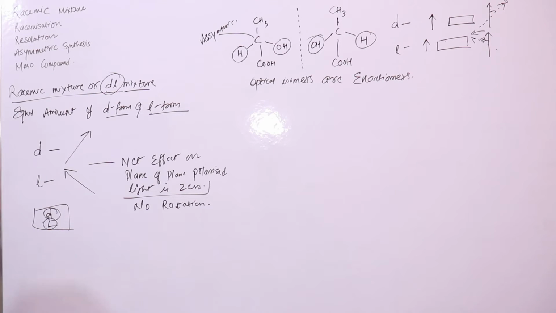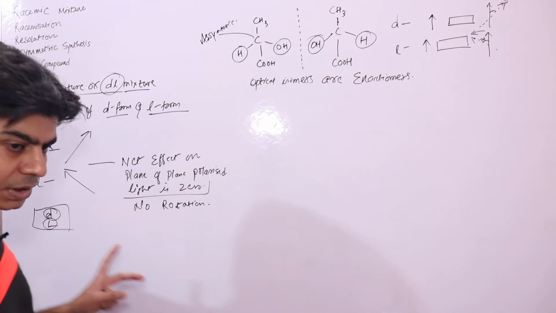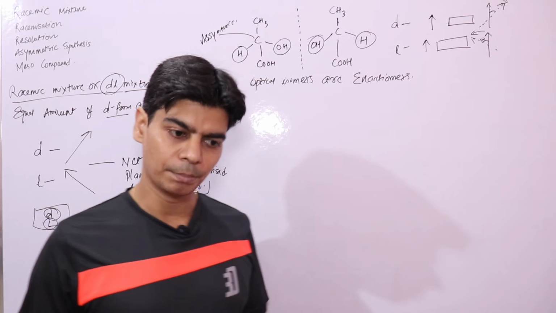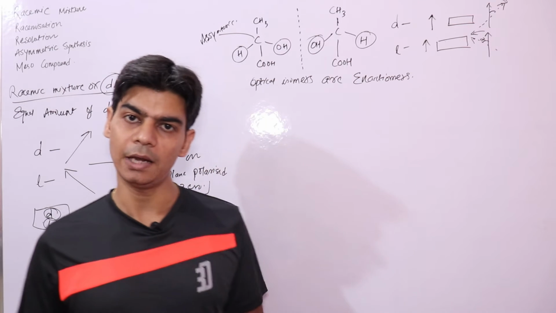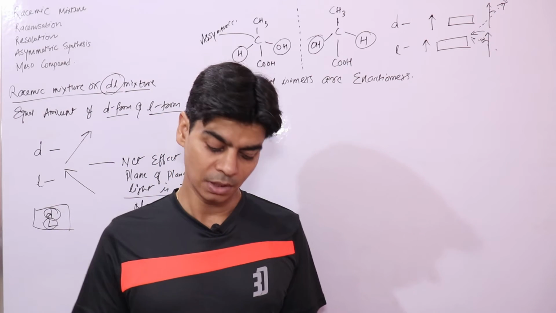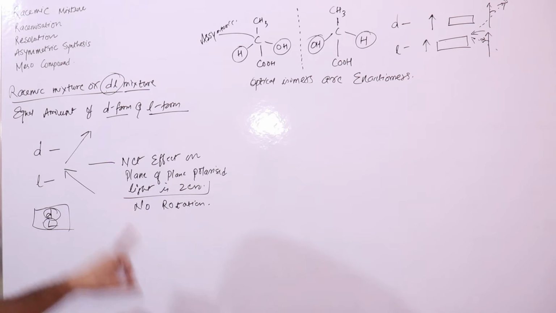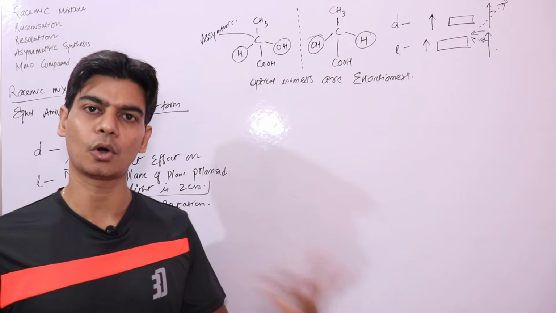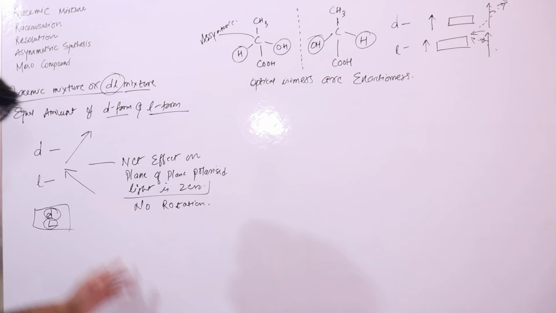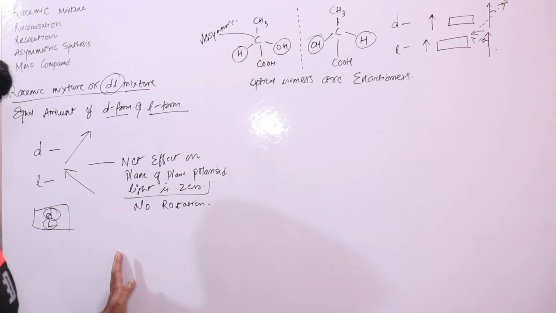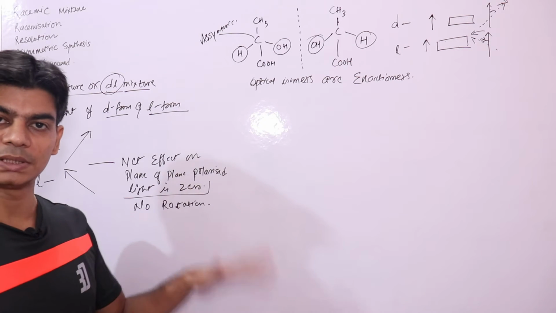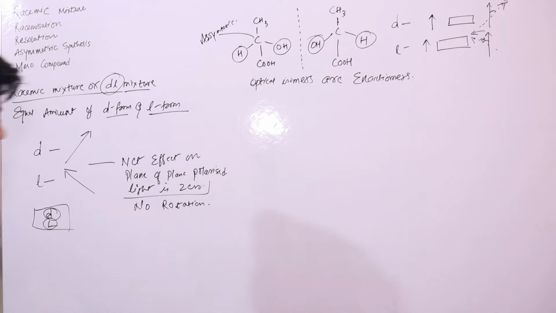And one thing, it is not that this racemic mixture is optically inactive, but its components D and L form are not optically active, right? Because one is trying to rotate it in the right direction, one is trying to rotate it in the left direction, right? But due to the net effect, the rotation is 0, which is like an optically inactive compound. But this is a mixture of D and L form. The components are optically active, but the mixture is optically inactive.